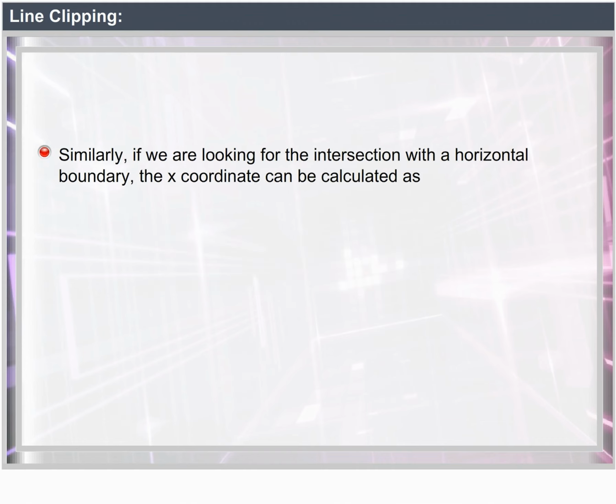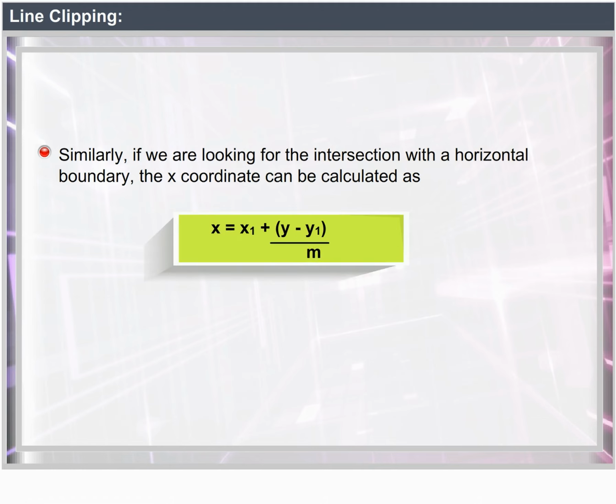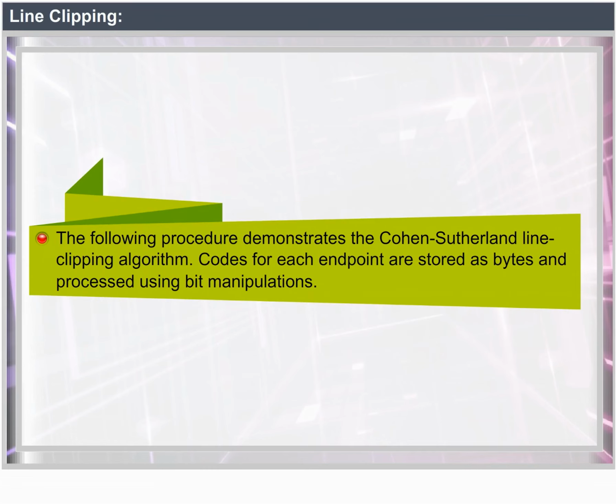Similarly, if we are looking for the intersection with the horizontal boundary, the x-coordinate can be calculated as x equals x1 plus (y minus y1) over m, with y set either to yw min or yw max. The following procedure demonstrates the Cohen-Sutherland line clipping algorithm. Codes for each endpoint are stored as bytes and processed using bit manipulations.